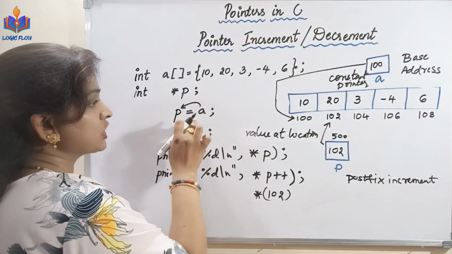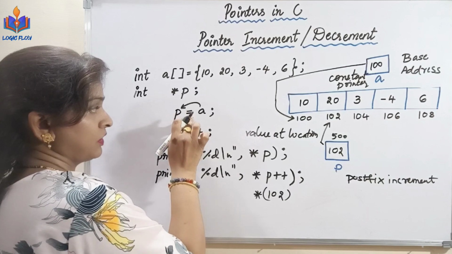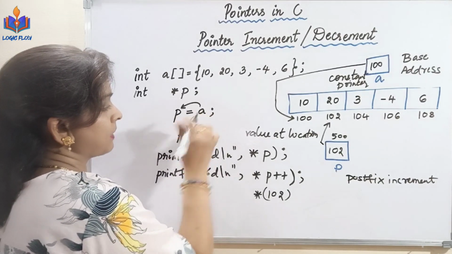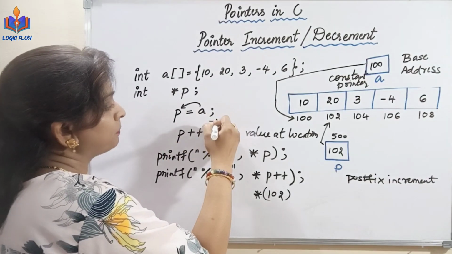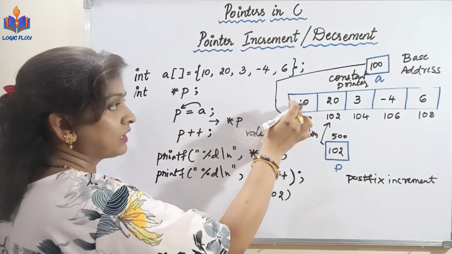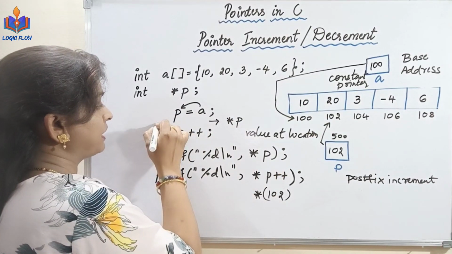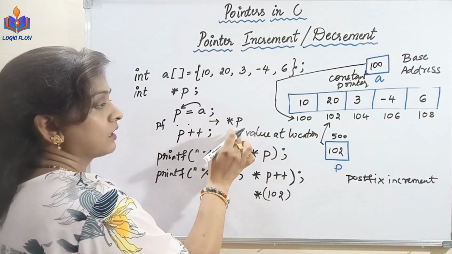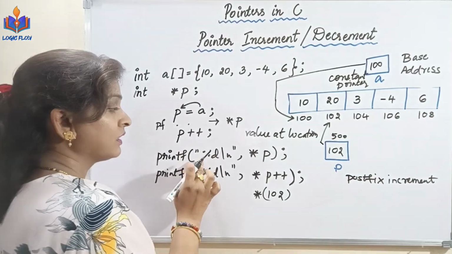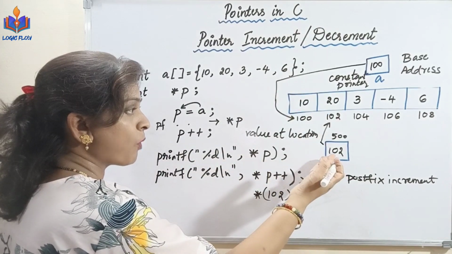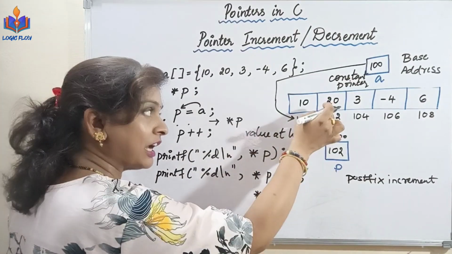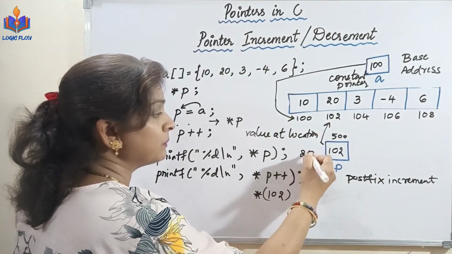So for this line also, what will be the output? P was initially pointing to 100 here. Then I say P plus plus. If you try to print asterisk P before incrementing, what will it print? It will print the value at 100, which is 10. If you have a printf statement here, it will say asterisk P means 10. Then if you do the increment, you advance the pointer to the next location, and then it prints the value at that location. So here the answer will be 20.